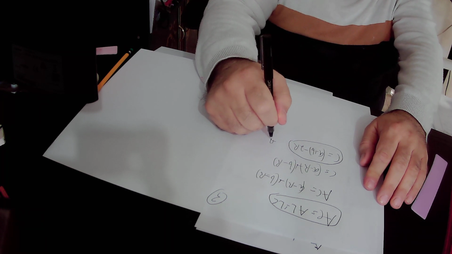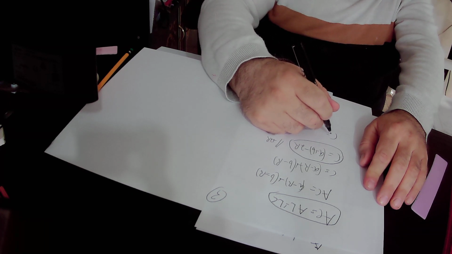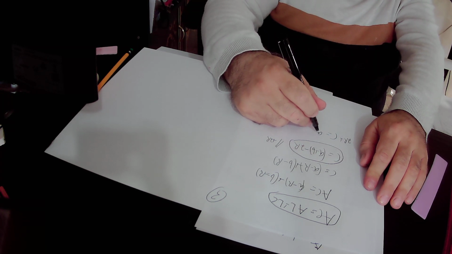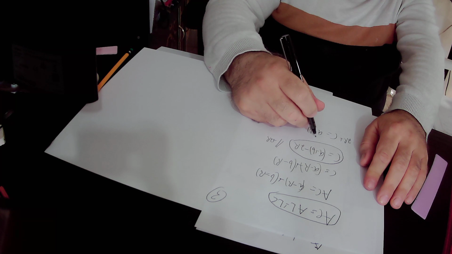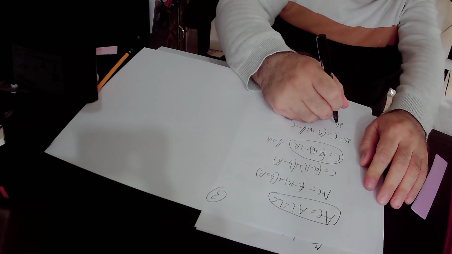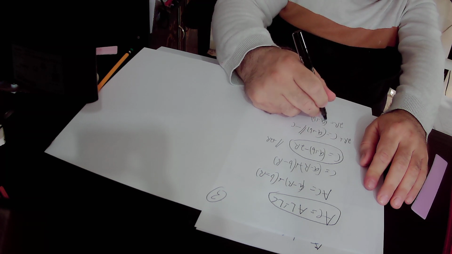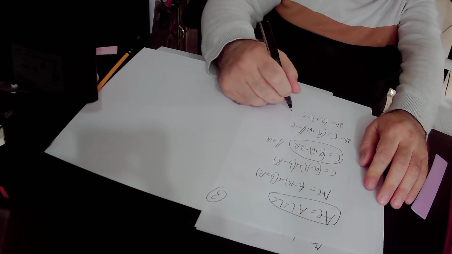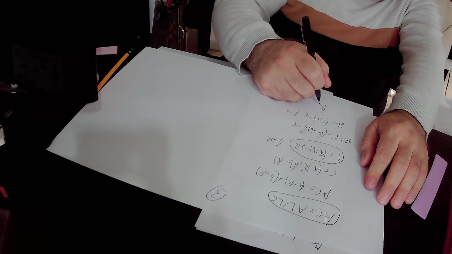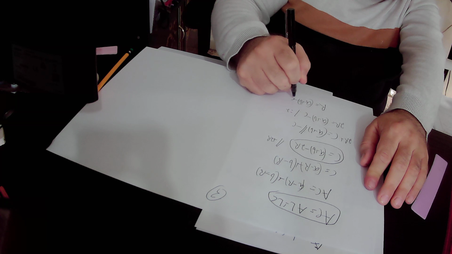We add 2R to this equation and we get that 2R plus C equals A plus B. Here we subtract C from this equation and we get that 2R equals A plus B minus C. Here we divide this equation by 2 and we get that the radius we are looking for, R, equals A plus B minus C over 2.